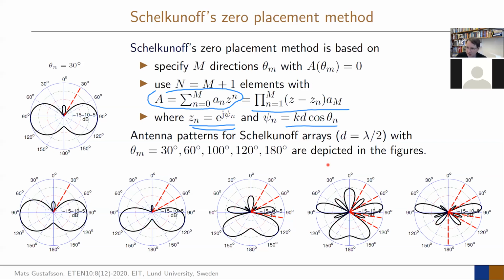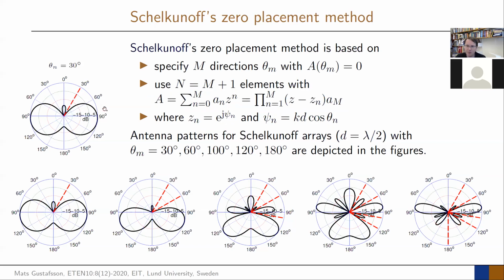So we will show how we can do that in an example. If we look at just one case here first, the first one is here now, theta n is 30 degrees. So you can see here now I have specified a 0 in this direction, and I get the radiation pattern that has a 0 in that direction.